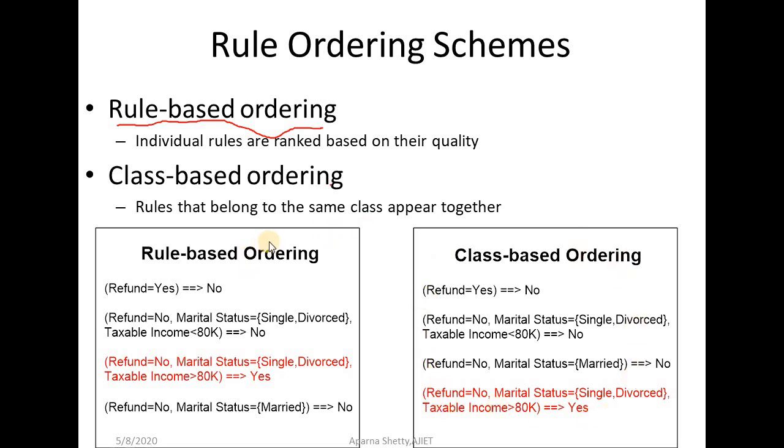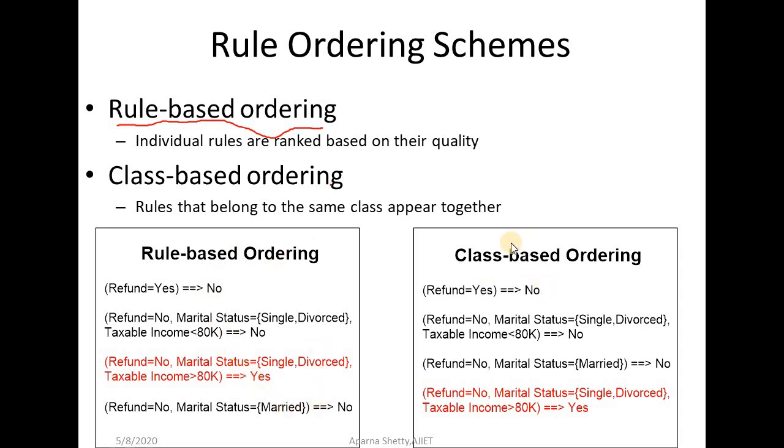In rule based ordering scheme, we will rank the rules according to their priority. So the highest priority rule will come first, then the next priority rule will come, and so on. So here we will rank the rules according to their priority.